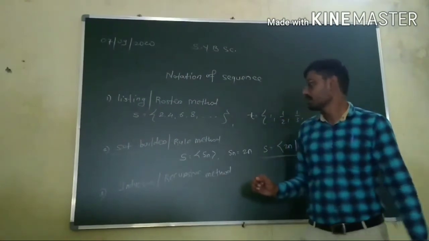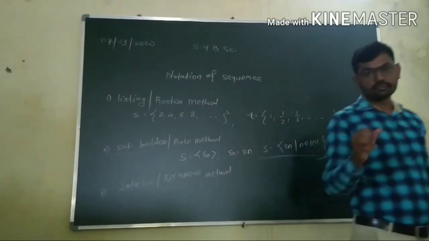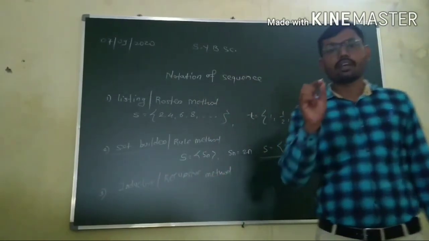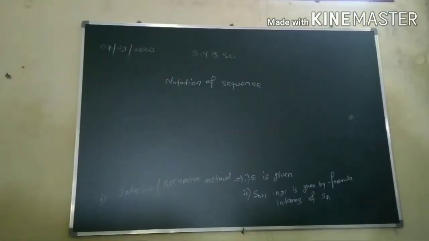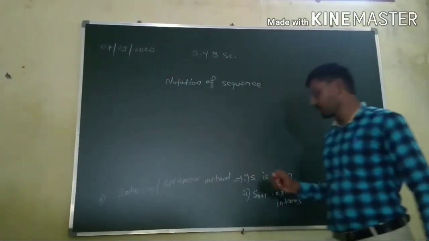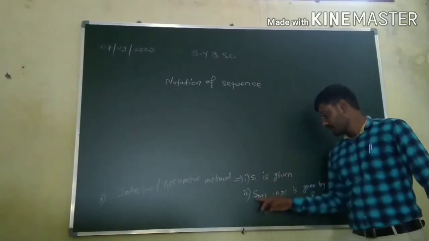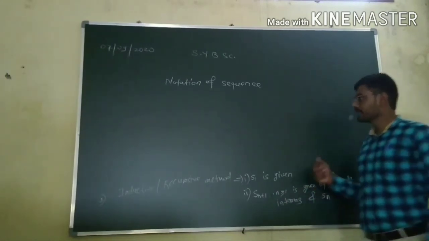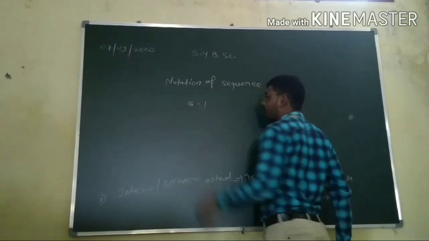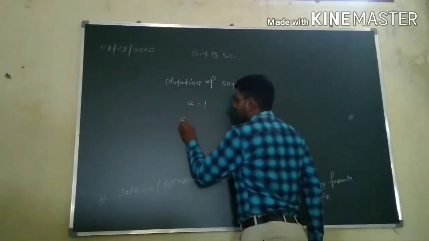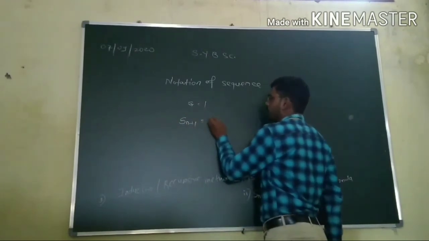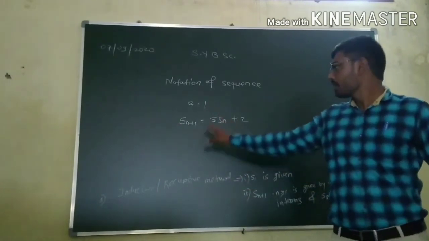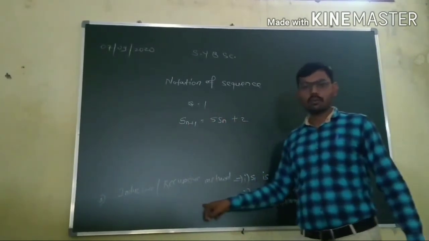Understand? And last is the inductive or recursive method. In this method, we write the sequence in terms of Sn and Sn plus 1. In this inductive or recursive method, S1 is already given and Sn plus 1 is given in terms of Sn by some formula. For example, S1 is equal to 1 and Sn plus 1 is equal to 5 Sn plus 2. This is the way of writing a sequence by the inductive method.